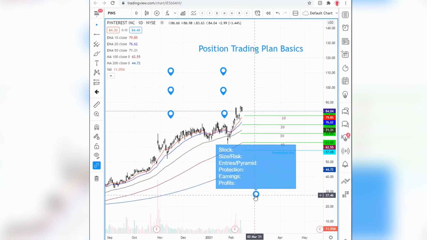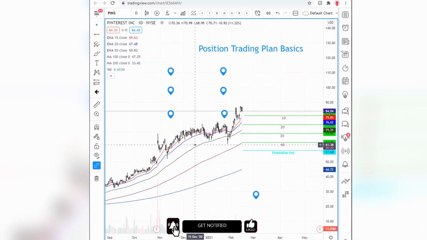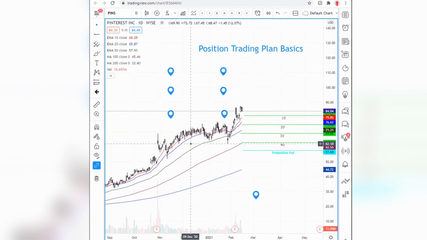So just to run through them once more, you want to find your stock, you want to figure out your size, which is your risk. You want to figure out your entries that are going to make your pyramid. You want to figure out where you're going to get into protection, how you're going to plan around earnings, and where you're going to take profits on your trade. These are all 6 things that you're going to decide before you get into your position trade, and that will help you out a lot to keep your emotions out of your trading, which is very helpful, very useful, and very needed on any trade.